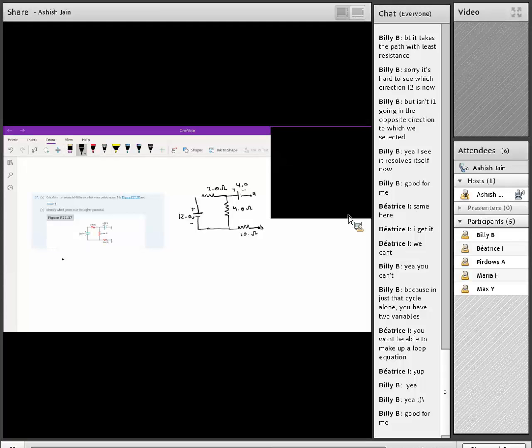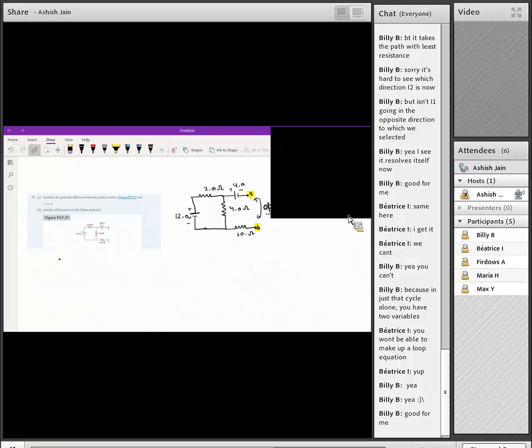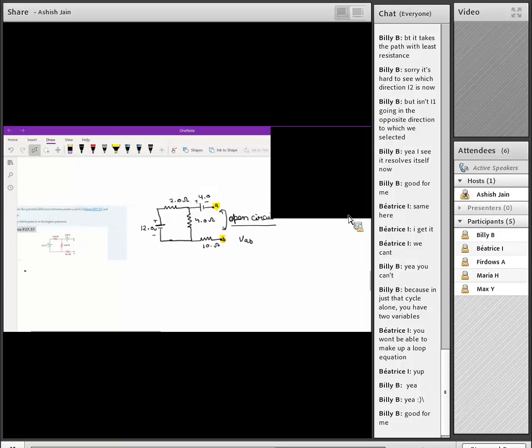Okay, so calculate the potential difference between point A and B. The points A and B are given here. The first thing to notice in the circuit is that points A and B are an open circuit. What happens in an open circuit? I'll ask you. Identify which point is at higher potential. That is the second part of the question. The first part is to find VAB, right?